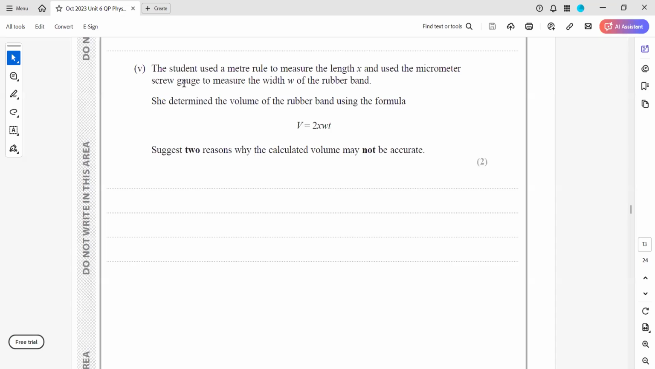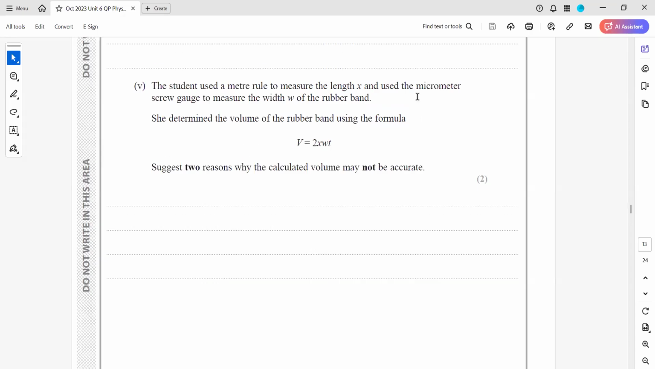A student uses a meter rule or a meter scale to measure the length x and uses a micrometer to measure the width w of a band. She determined the volume of a rubber band by using the formula 2xwt. Say two reasons why the calculated volume may not be accurate.